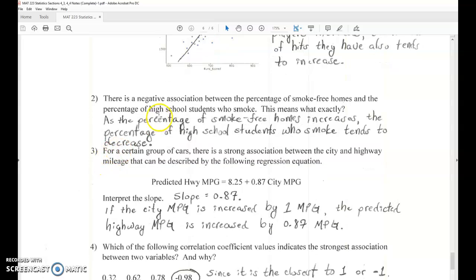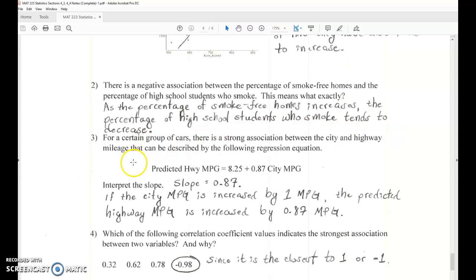Let's say there is a negative association between the percentage of smoke-free homes and the percentage of high school students who smoke. So this means what exactly? Negative association. So as X increases, Y tends to decrease. So as the percentage of smoke-free homes increases, the percentage of high school students who smoke tends to decrease.